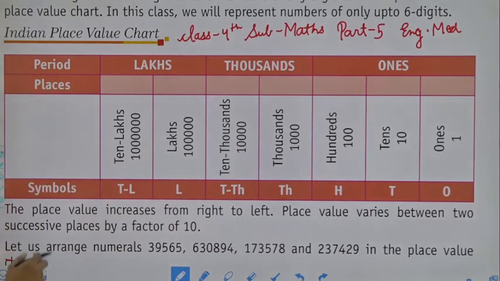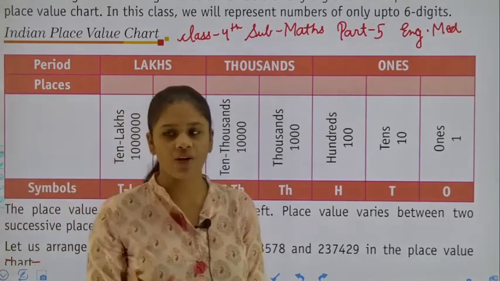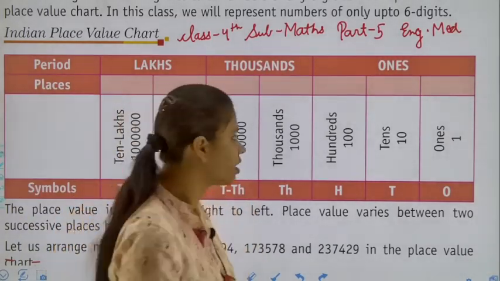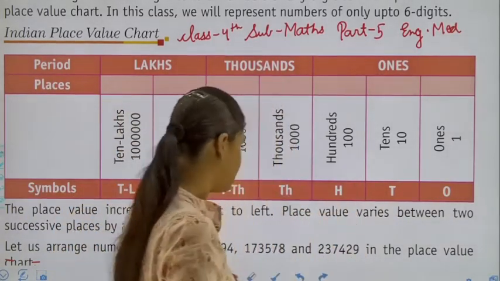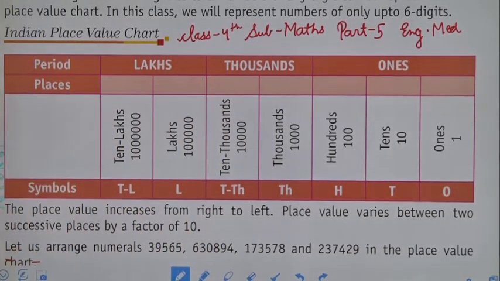The place value increases from right to left. Students, from where will we always read the place value chart? From the right to left. Place value varies between two successive places by a factor of 10.